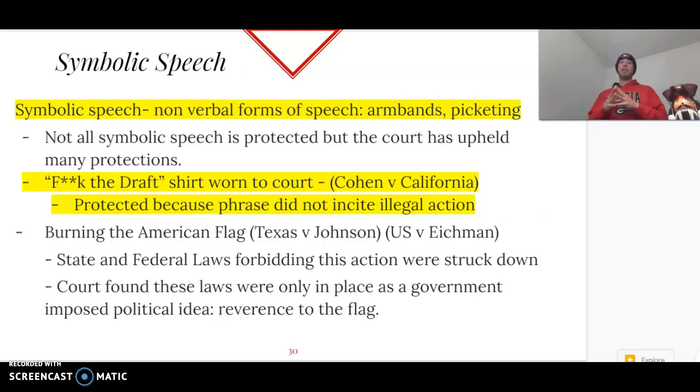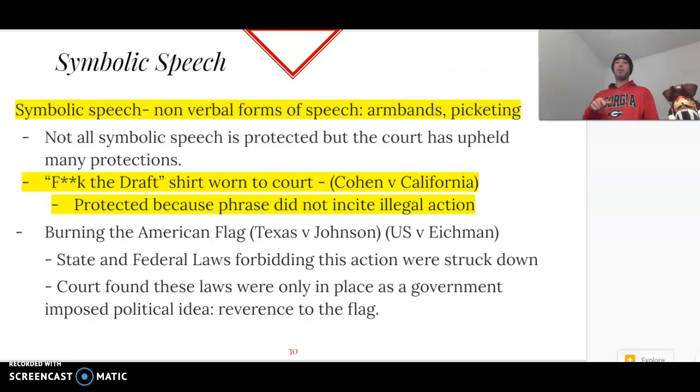All right, symbolic speech. This is nonverbal speech. Walking around picketing, heck no, we won't go. All that sort of stuff, wearing armbands, shirts, things like that. You can see down there highlighted, we had a dude who went to a court with an F the draft shirt on, and that ended up being upheld by the Supreme Court and protected because it did not incite illegal action. It was just expressing the opinion.